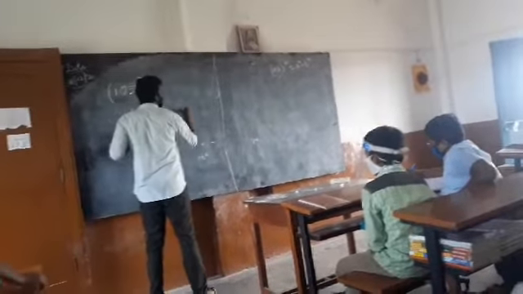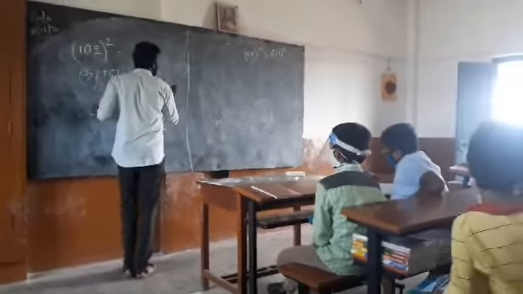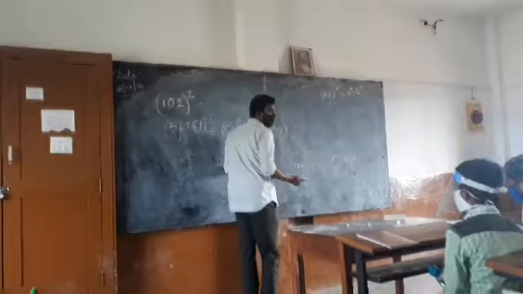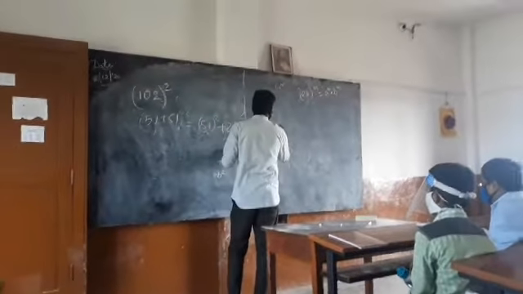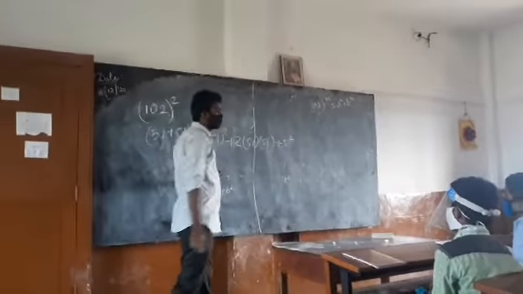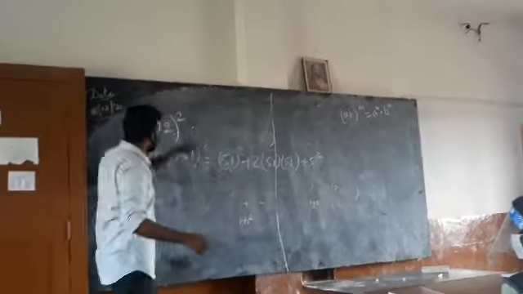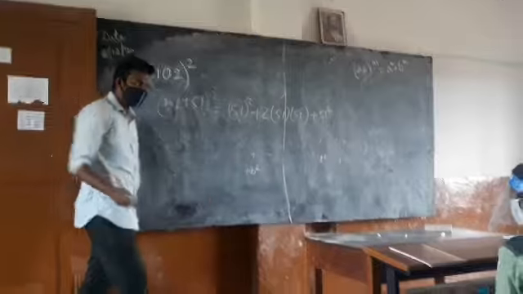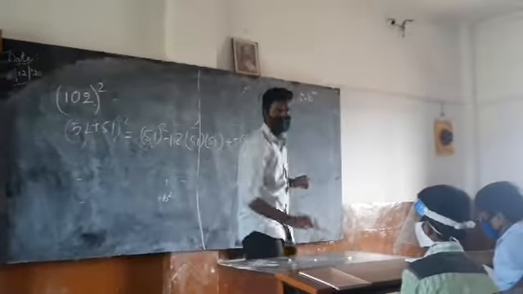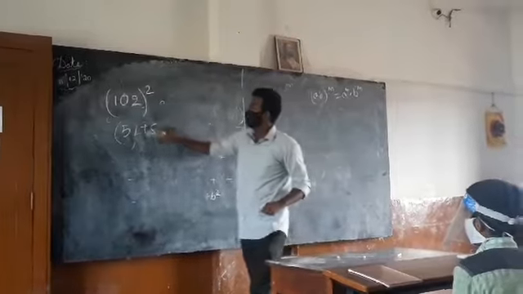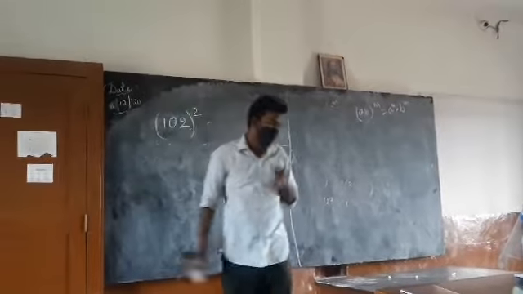If at all you want to write it as a plus b whole square, then it will be more trouble than finding 51 into 51. Understood? This will take more time than the actual one or two multiplications. I'll tell you how.